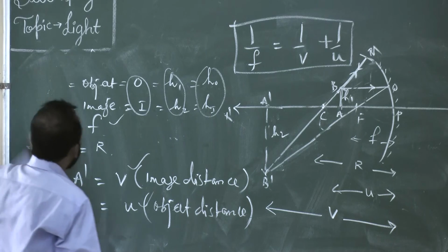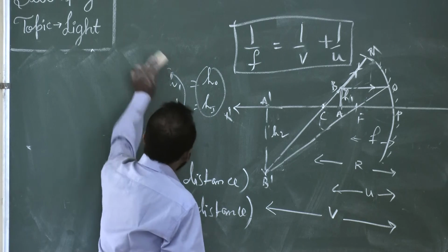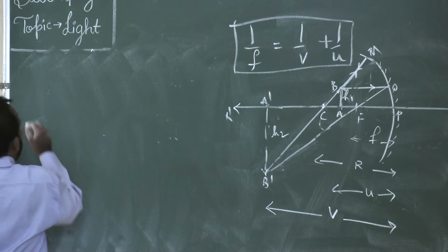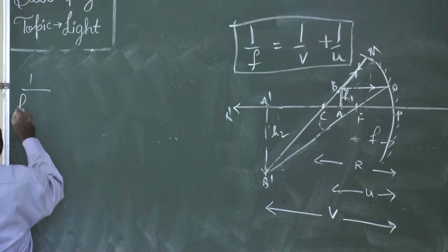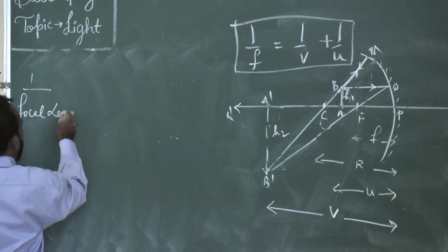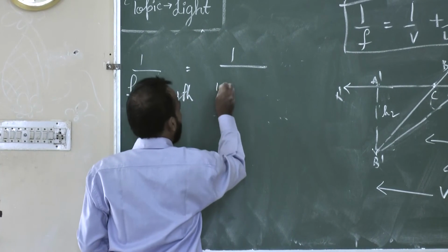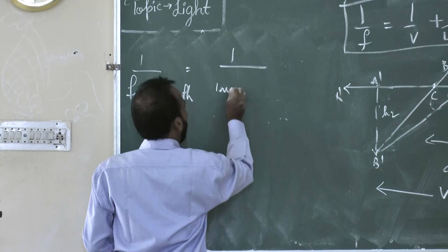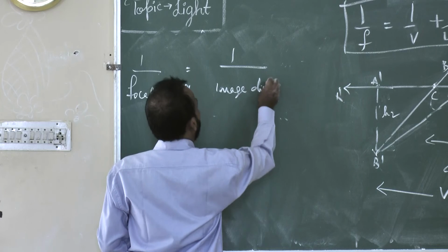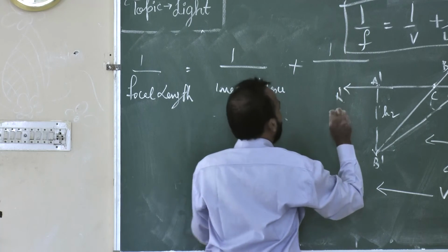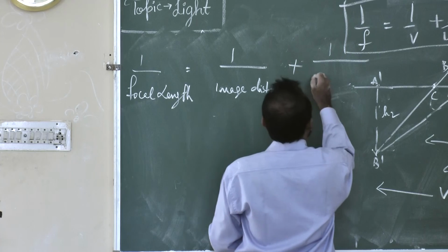If 1 by F is equal to 1 by V plus 1 by U, in words I can write 1 by focal length is equal to 1 by image distance plus 1 by object distance. Very good.